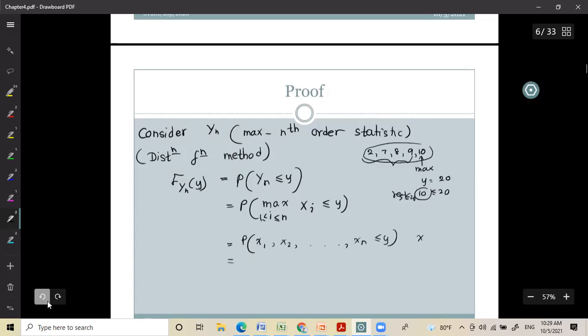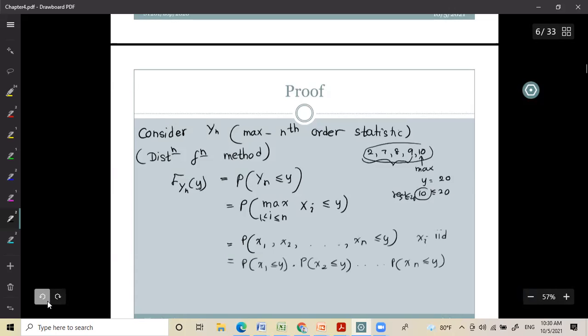But the xi's are independent, right? Therefore, you can say that the joint density is the product of the marginals. So you can write it like this. Now, these are not the order statistics, okay? These are just xi's, and they are independent, because max of xi less than or equal to y means all the others are less than or equal to y.